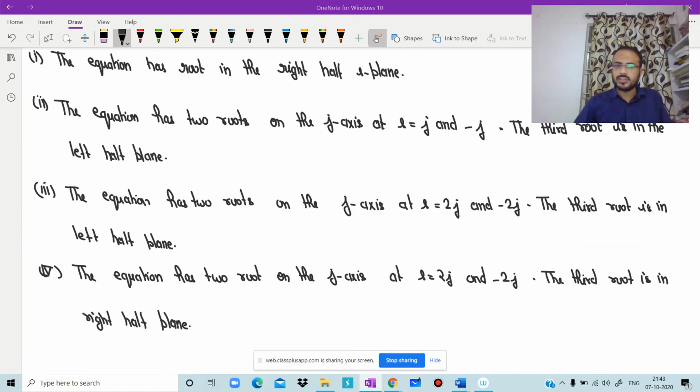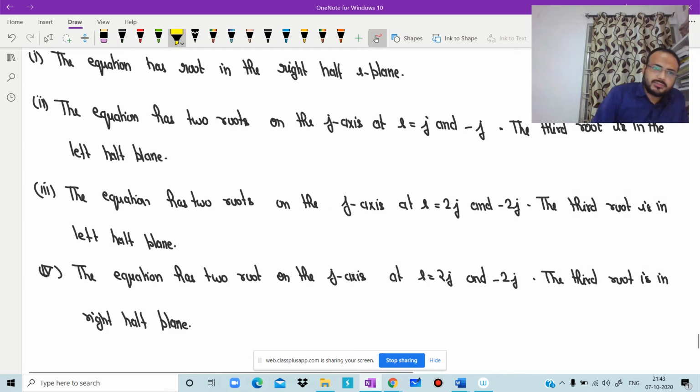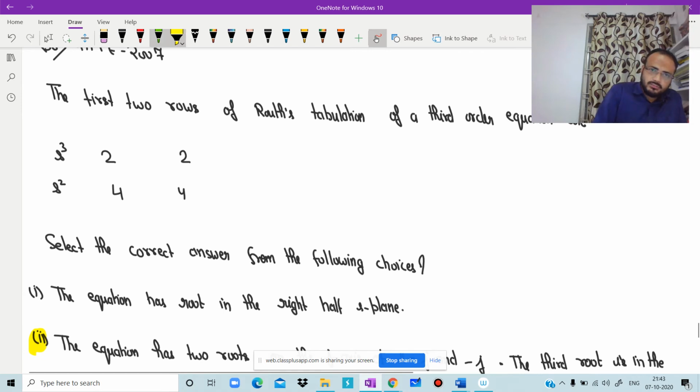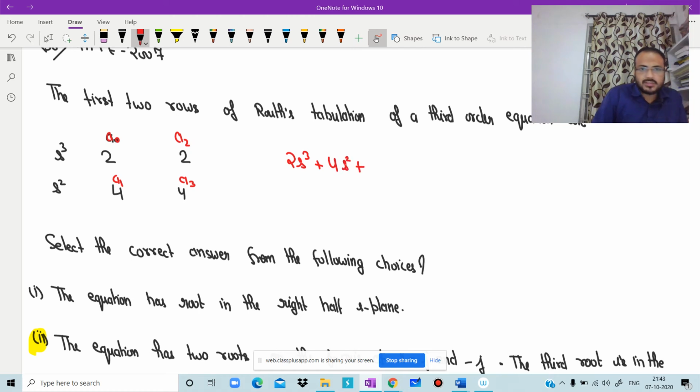2 marks, easy marks if you know the concept. Second is the correct option. With the help of this tabulation, we are able to write, this is A node, A2, A1, or A3. Is it clear? So you can write 2s cube plus 4s square plus 2s plus 4 is equal to 0.